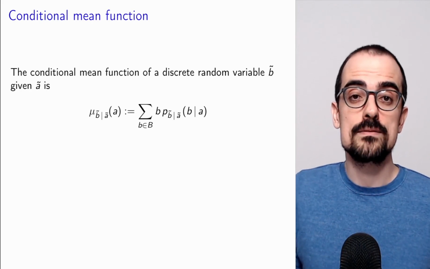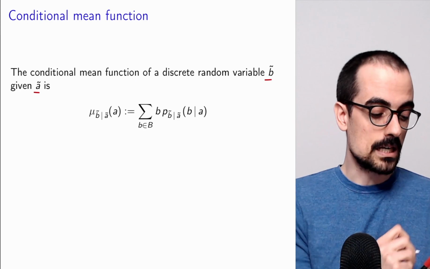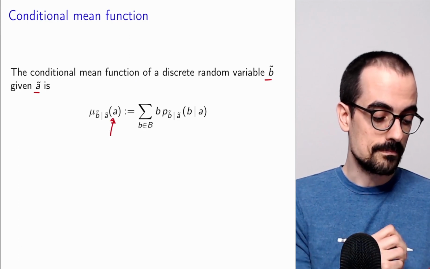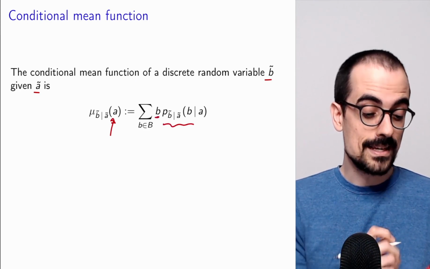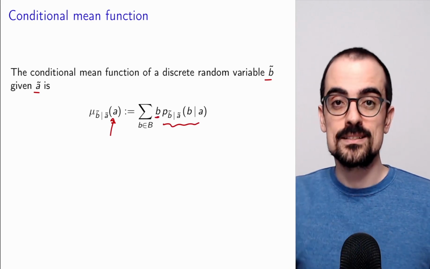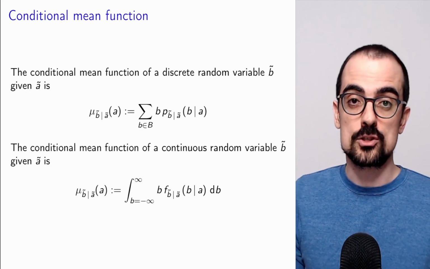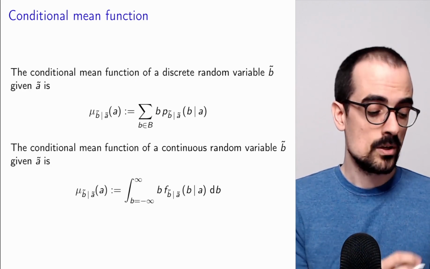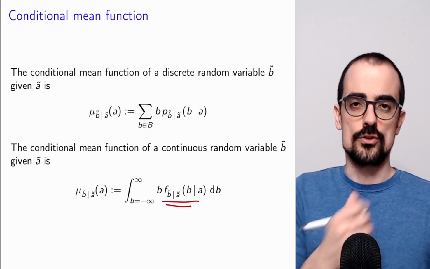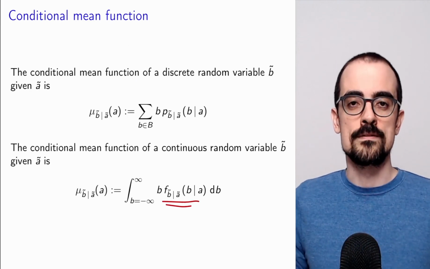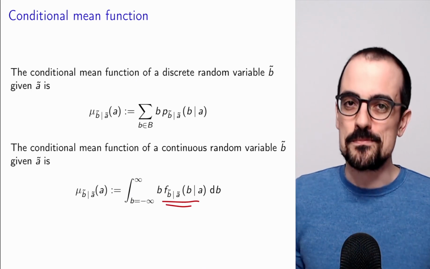In a previous video, we defined the conditional mean function of a discrete random variable B given a random variable A as a function that maps the value of A to a weighted average of B, where we weight by the conditional PMF of B given that A equals that value. If the random variable B is continuous, then instead of the conditional PMF, we use the conditional PDF. Intuitively, this is just the conditional average of B when we fix the value of A. And that actually sounds like a pretty reasonable estimate for the value of B if we know the value of A.